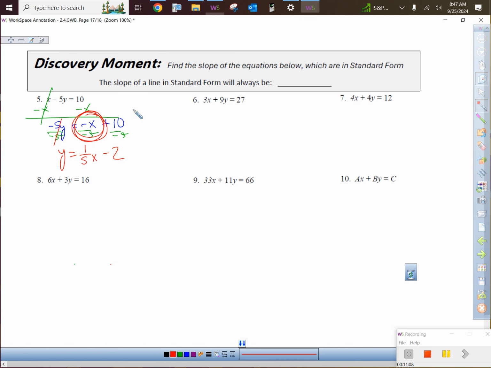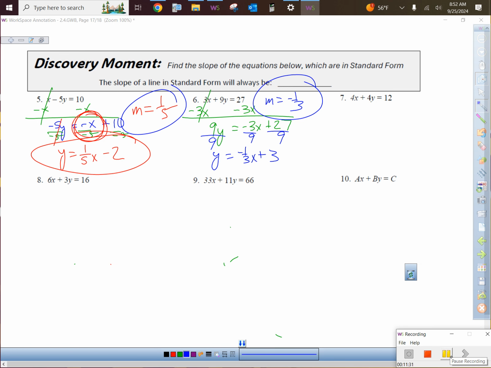What's the slope? Now you can just look right here and tell what the slope is. The slope is 1/5. Are you cool with what I'm asking you to do? Like get y by itself and find the slope. Could you do that on 6, 7, 8, and 9 with a neighbor? Do that.